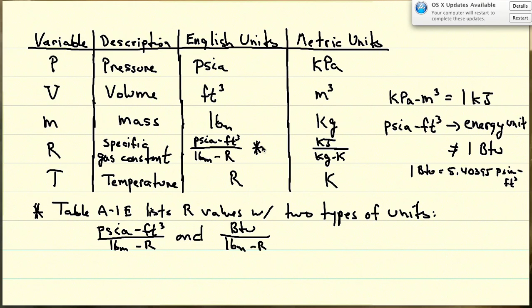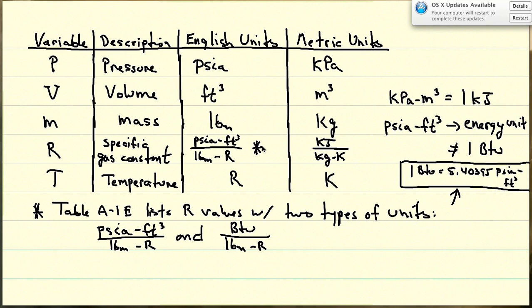And you'll notice that the values are different depending on the units. The reason the values are different is because that conversion is not one-to-one, right? So the values that are listed for the BTU per pound mass Rankine have already imposed this conversion factor on those values so that you don't have to do it yourself. It basically takes that step out.